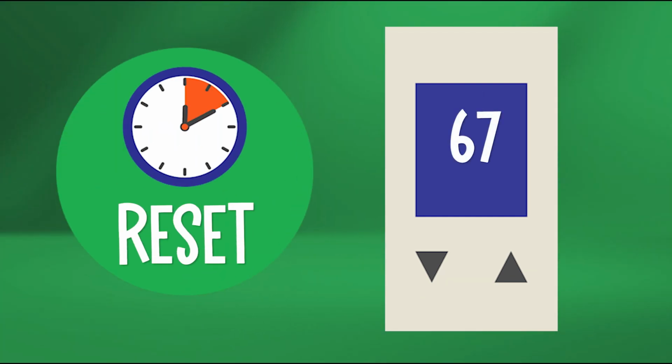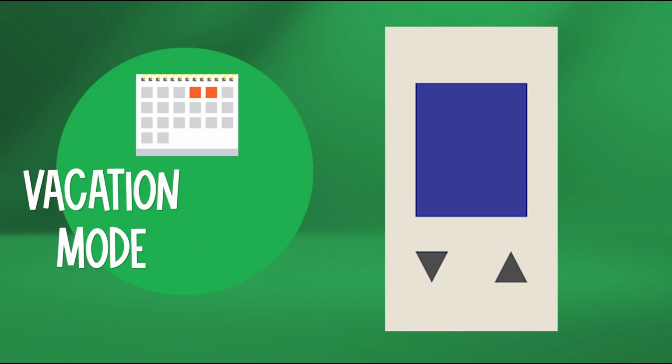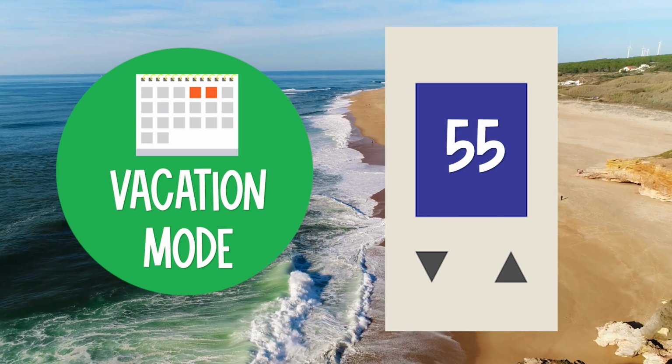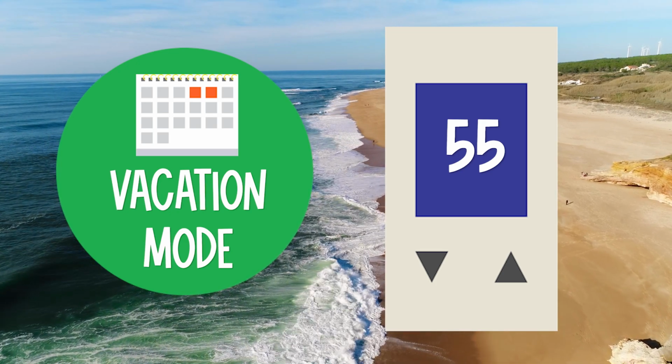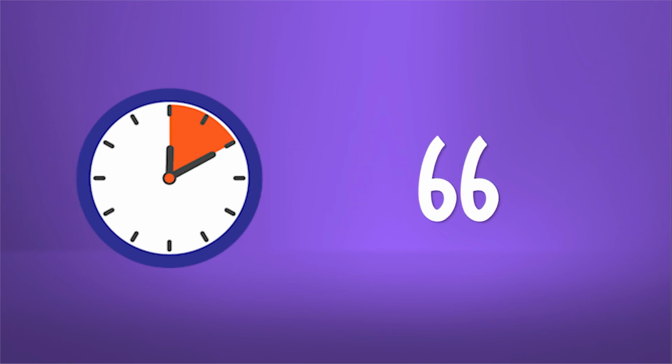Once you set your thermostat, after a few moments it will return to showing the current room temperature. Regardless of where the thermostat is set, after 48 hours, it will go into a vacation mode and reset to 55 degrees to save energy. Likewise, after 2 hours, if the thermostat is set above 66 degrees, it will reset to 66 degrees.